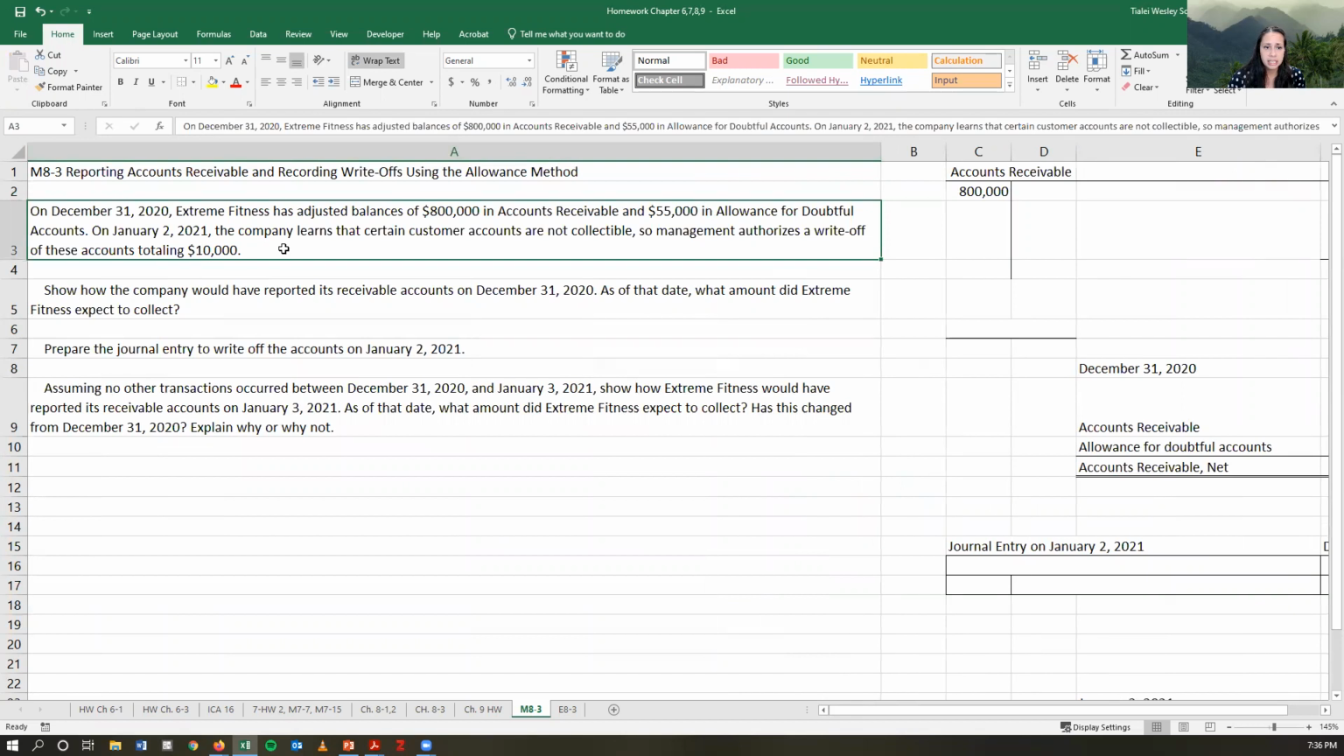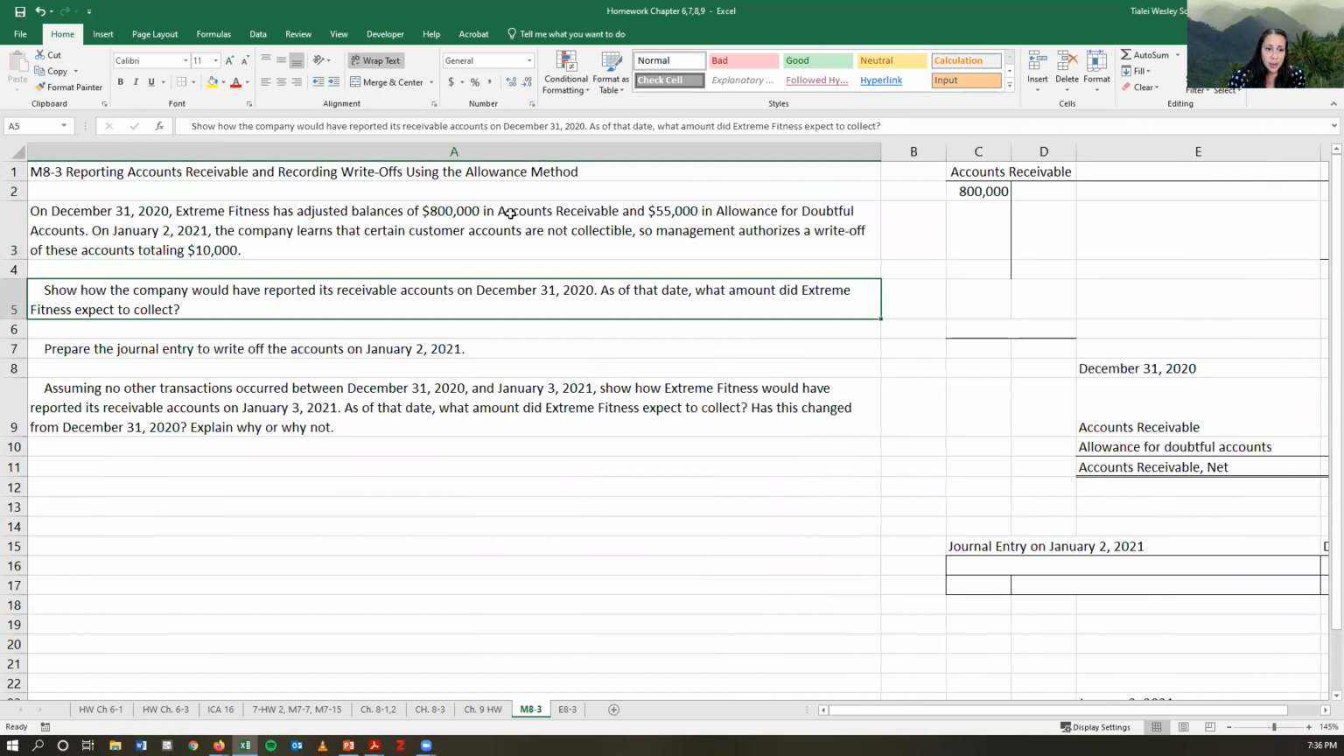Okay, on January 2nd, 2021, the company learns that certain customer accounts are not collectible, so management authorizes a write-off of these accounts totaling $10,000. Show how the company would have reported its receivable amount on December 31st, 2021 as of the date. What amount did Extreme Fitness expect to collect?